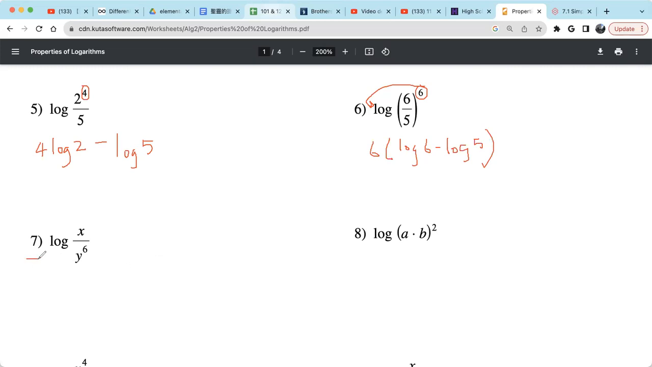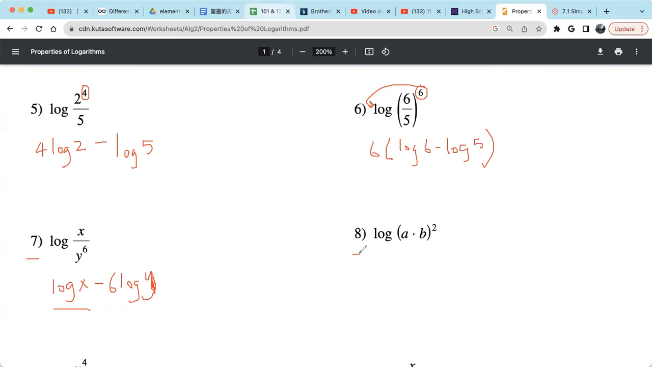Let's see 7. I have a log of x in the numerator, positive. Y to the 6 in the denominator, and the y is raised by 6. So I can pull the 6 up front of the log. This is a y. So I have log x minus 6 times log y.